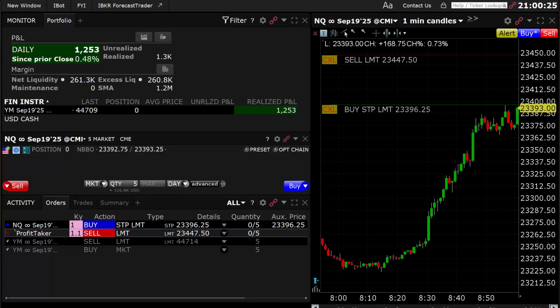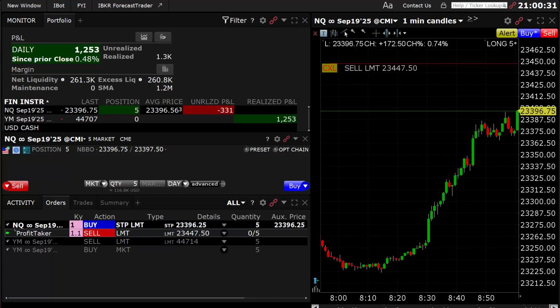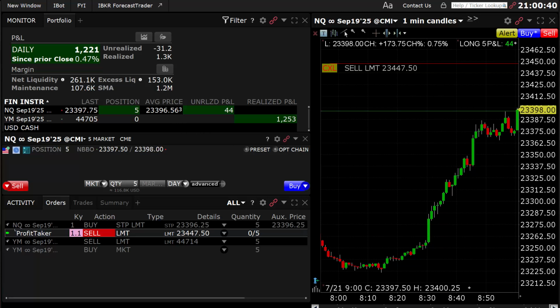Okay, NQ is about to get me in here. See how it gets me in. 390. Okay, it gets me in at 396.56, not too bad. That's pretty good. Always want to limit that order. It could have raced up really fast, and I always want to limit it.